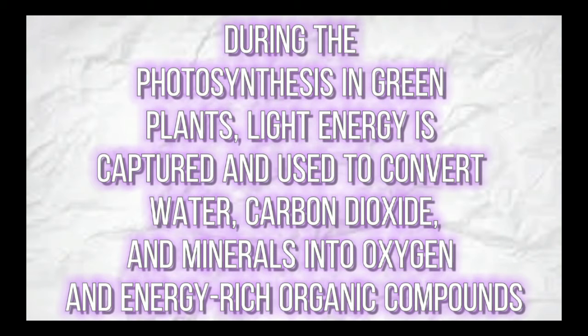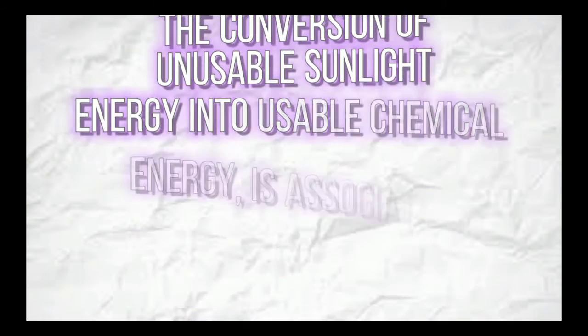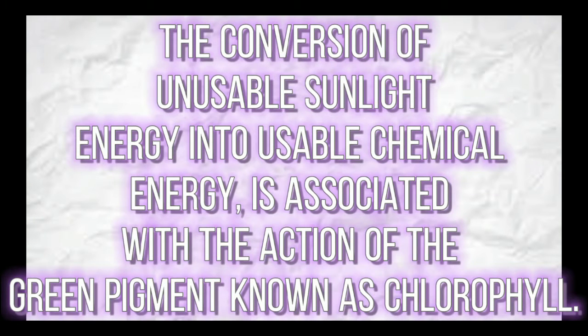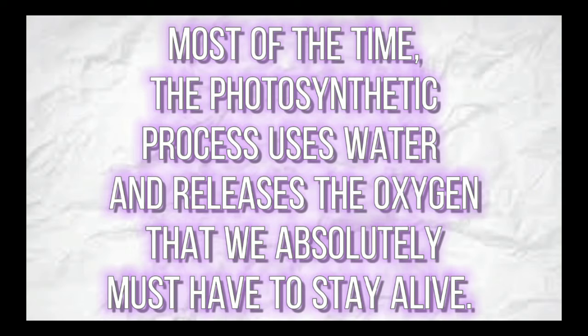During the photosynthesis in green plants, light energy is captured and used to convert water, carbon dioxide, and minerals into oxygen and energy-rich organic compounds. The conversion of unusable sunlight energy into usable chemical energy is associated with the action of the green pigment known as chlorophyll. Most of the time, the photosynthetic process uses water and releases the oxygen that we absolutely must have to stay alive.